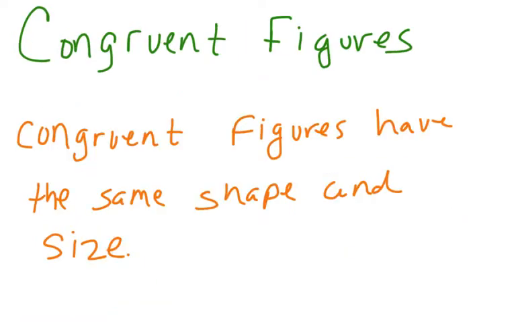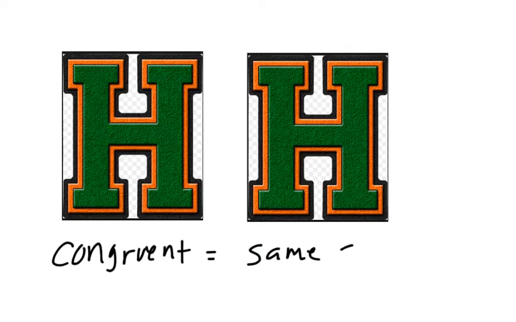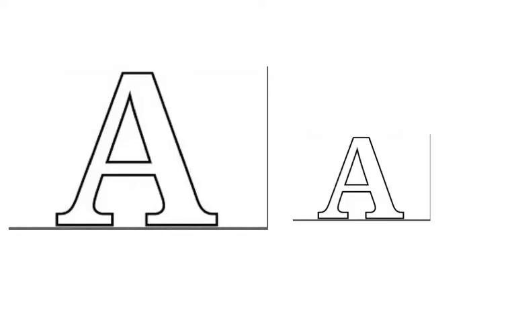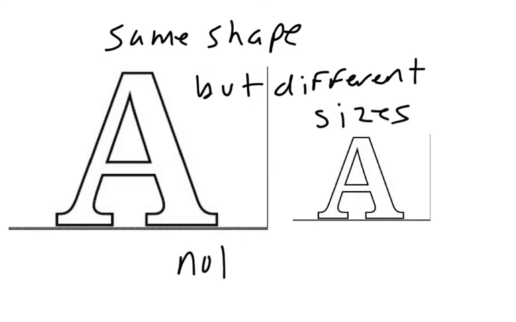Now, let's talk about congruent figures. Congruent figures have the same shape and size. So same shape, same size. If we look at these H's, we can say that these are congruent. They have the same shape and size. If we go to this next figure, looking at these two A's, they have the same shape, but different sizes. So they will be not congruent.